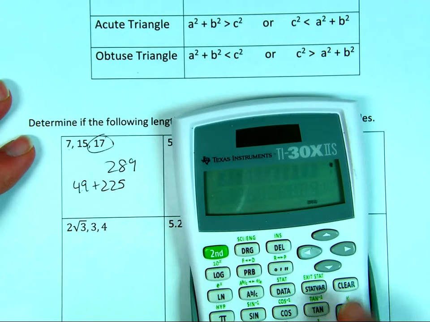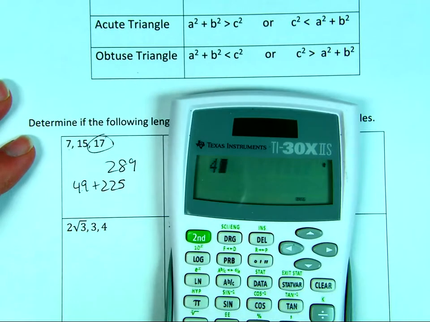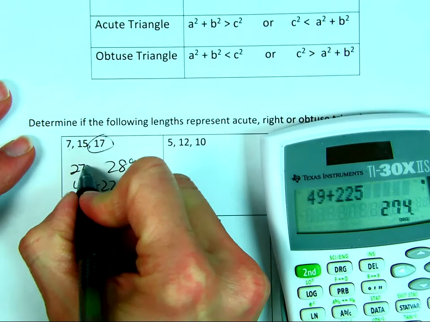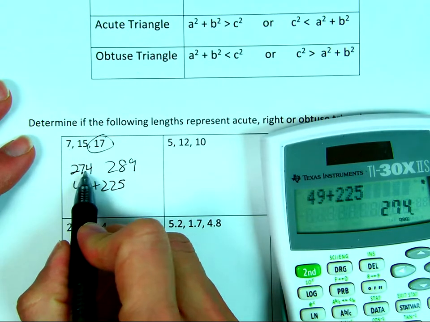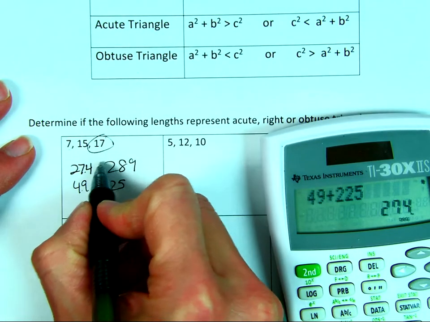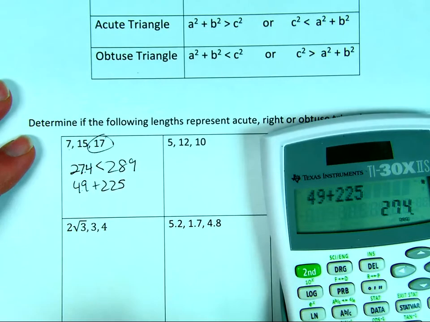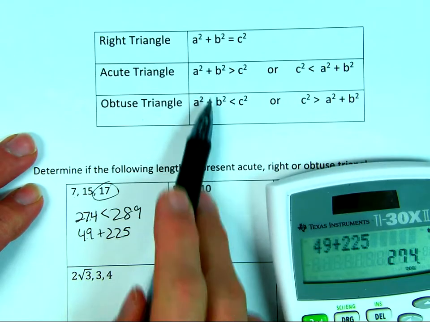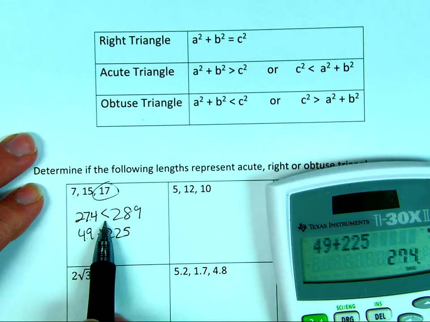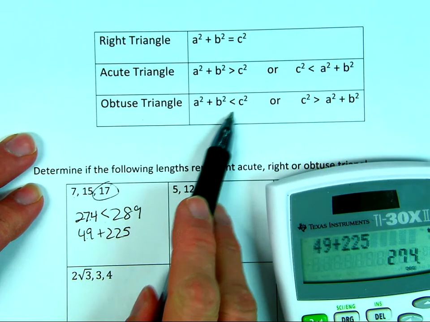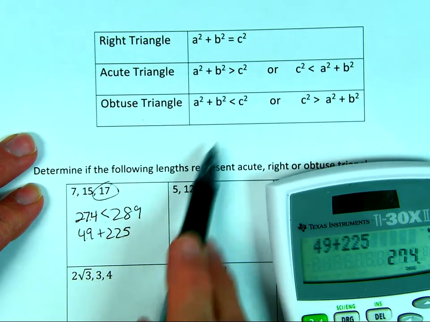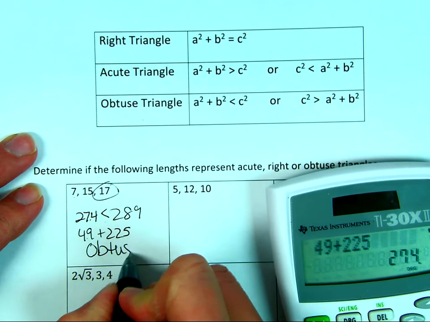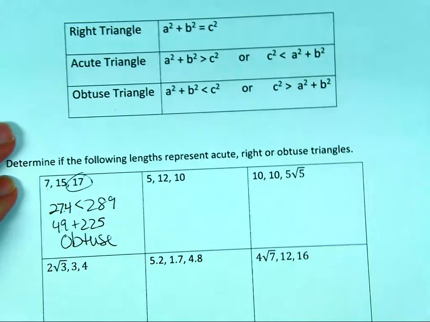Let's do it because my brain isn't working right now. So 274. So if a squared plus b squared is smaller than c squared, then what kind of triangle is that? So you can look up there in our little picture, and we say that this one goes here. This 289 is bigger. c squared was bigger than a squared plus b squared, so that's going to be obtuse.